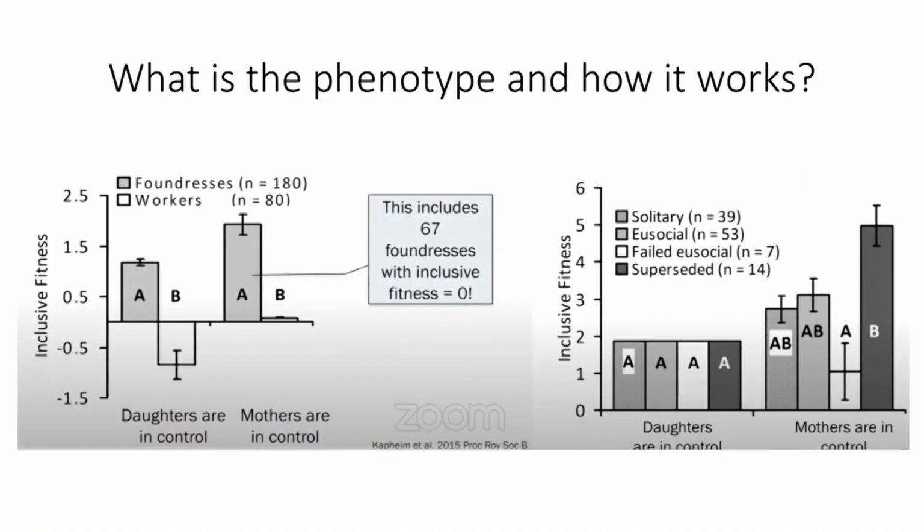The first question is, what is the phenotype and how does it work? For this, Kapheim used the approximation of the Hamilton helping approach. This behavior is produced by 2 factors, altruism and parental manipulation. She discovered that in social bees, the queen gained all the benefit of the fitness by manipulating her workers.